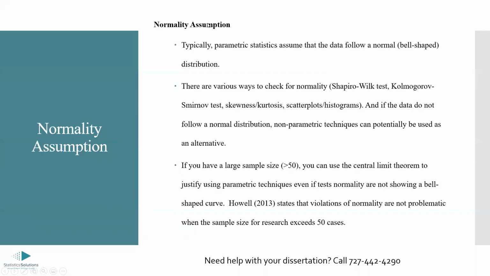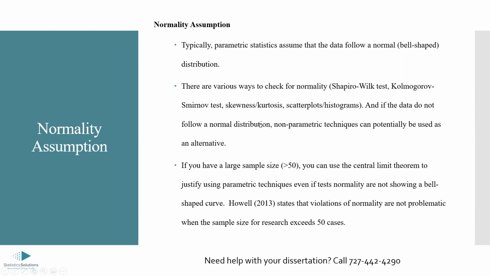So a little more about the normality assumption. As we mentioned, parametric statistics assume that you follow a normal bell-shaped curve. And there are many ways to check for normality. So you may want to check with your committee. They may have a preference for which method you use. So there are tests of significance, like a Shapiro-Wilk test or a Kolmogorov-Smirnov test, in which your data is compared to a perfect bell-shaped curve. And if you have significance, then that means your data is significantly different than a bell-shaped curve.